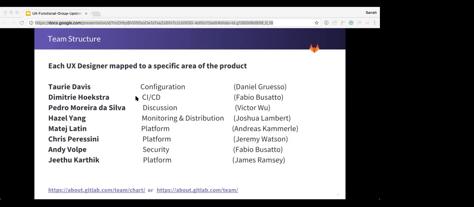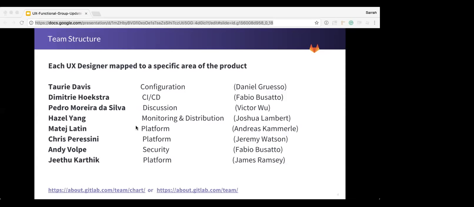So here's a list of each UX designer and the product area that they are responsible for. You can also see this on the team chart as well as the organizational chart that's listed. So if you're not sure who is taking care of what, you can go ahead and check those charts, or you could always just ask us in the UX channel. That's fine too.